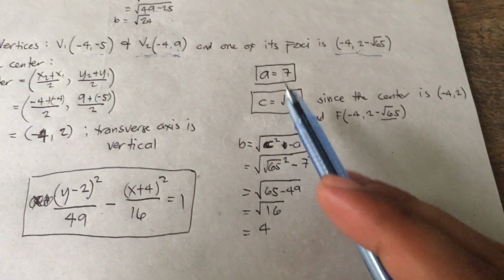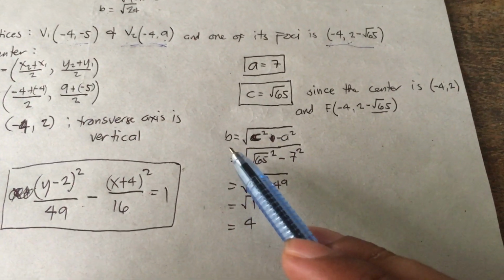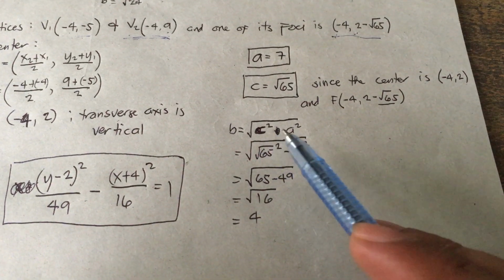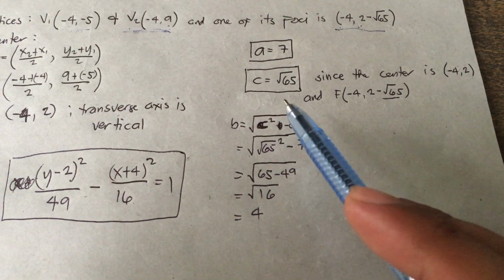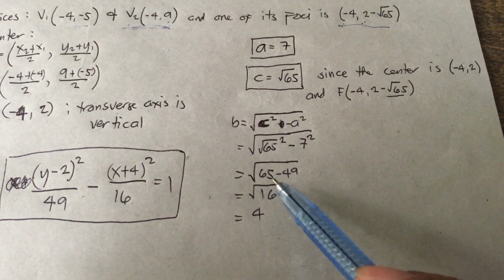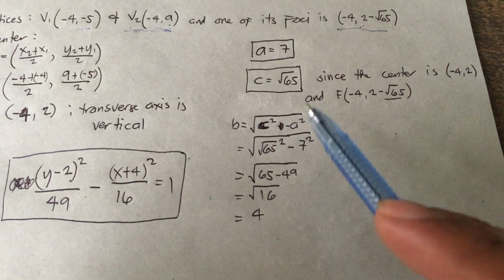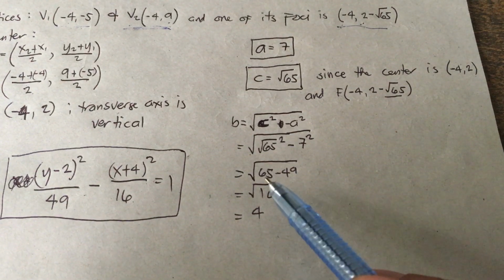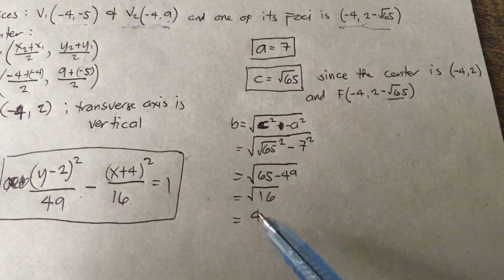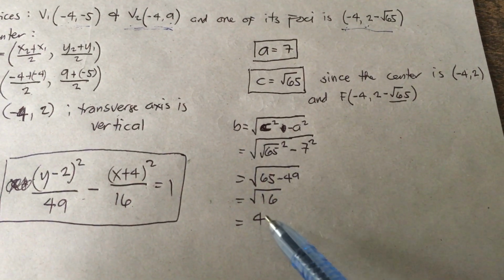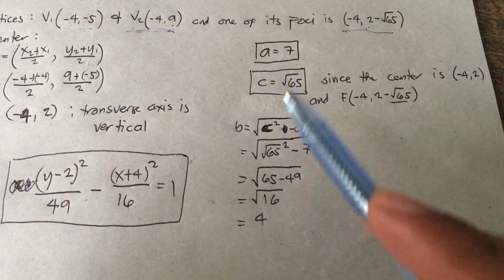Now that we have C and A, we can identify the B. B is equal to square root of C squared minus A squared. C is square root of 65, squared, we have 65. A is 7, squared, we have 49. So, square root of 65 minus 49 is square root of 16. Square root of 16 is 4, so we have the value of B, which is 4. So we have A and we have B.